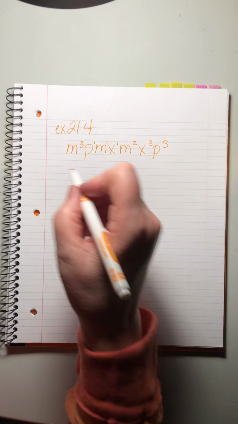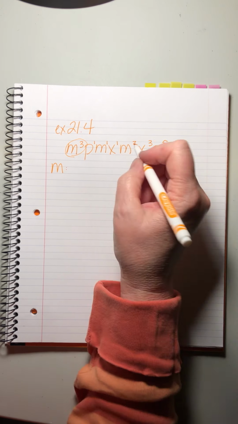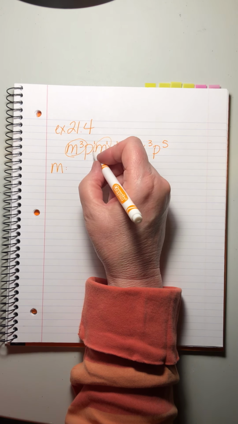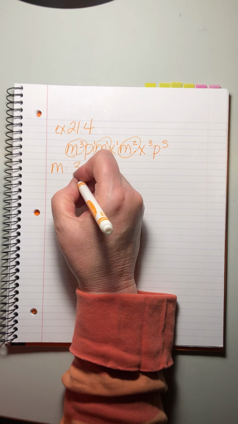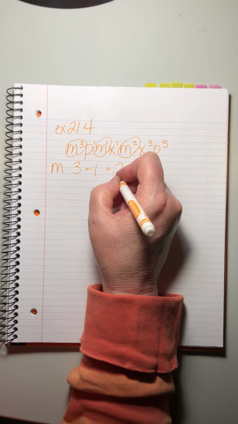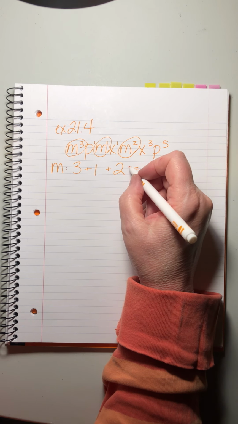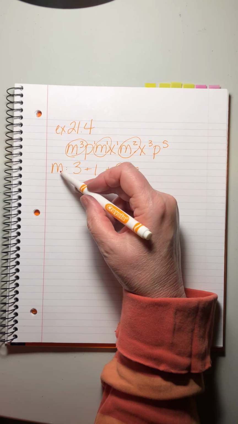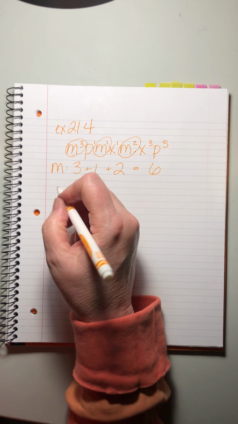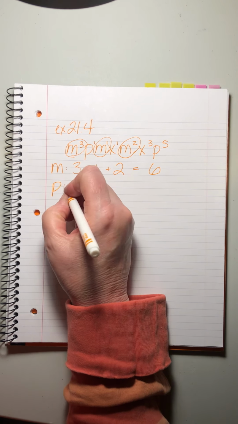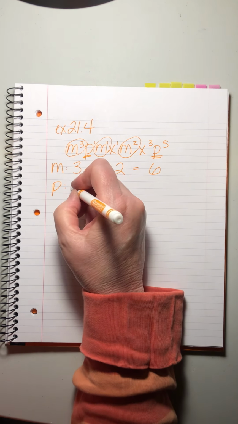Okay, let's go alphabetically. Let's start with the M's. There's one. There's one. There's one. So it's going to be 3 plus 1 plus 2. This is the product rule for exponents. I'm adding the exponents on bases that are being multiplied together. That gives me 6. Then I'll do P, and that is a 1 and a 5.